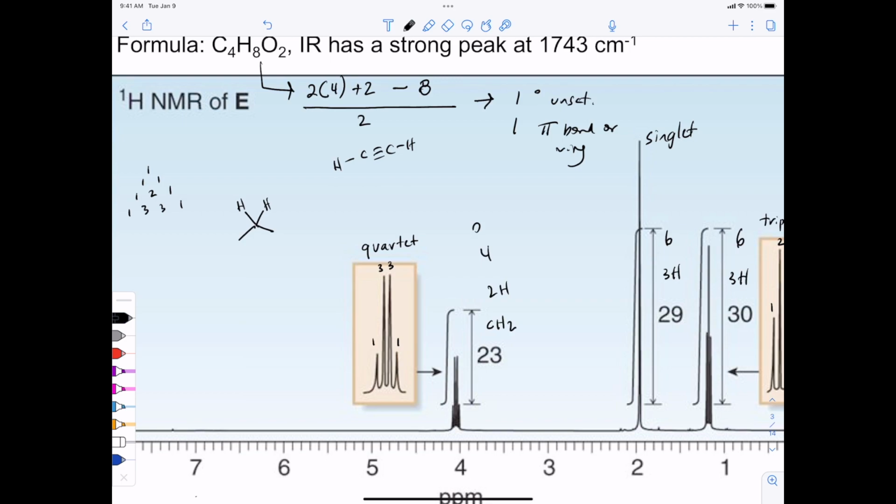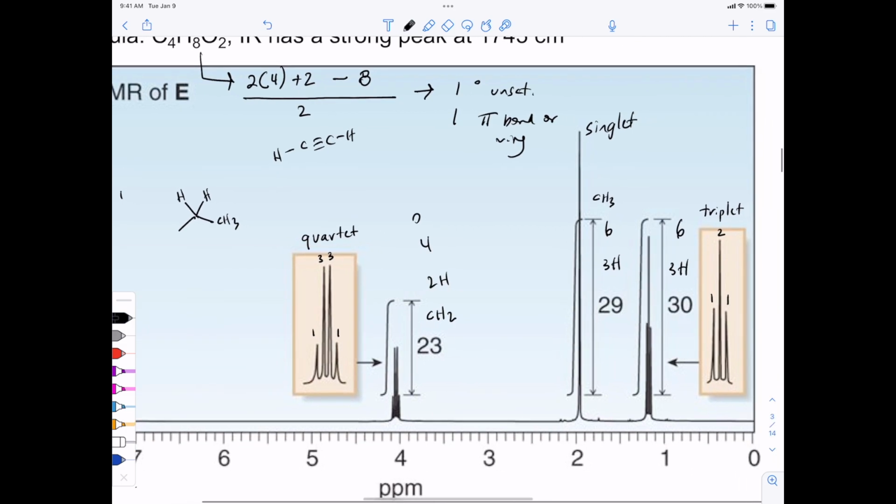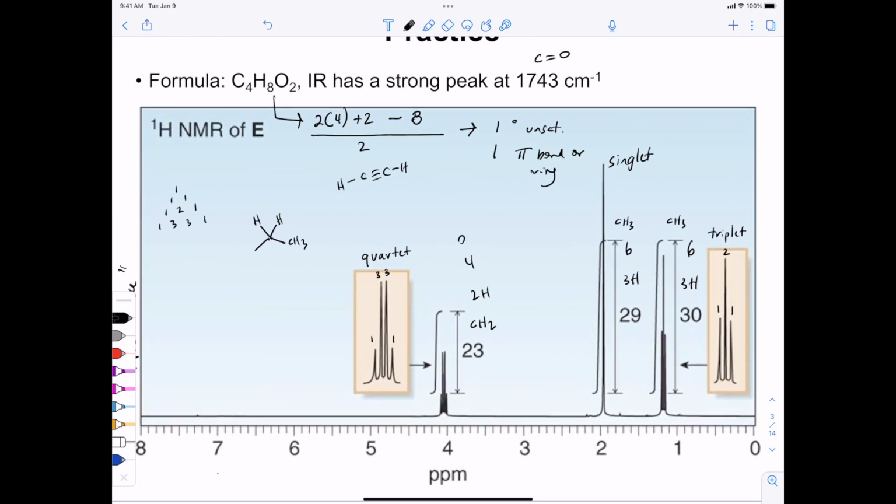Now, what common structure do you know of that has three identical protons? A methyl group, right? So this is probably a CH3, and this is probably another CH3. We're seeing the pieces put together. We have accounted for the carbon-oxygen double bond. We know there's a CH2, a CH3, and a CH3. We've almost solved this thing. So when we come back next time, we'll deal with all of these things in greater detail.